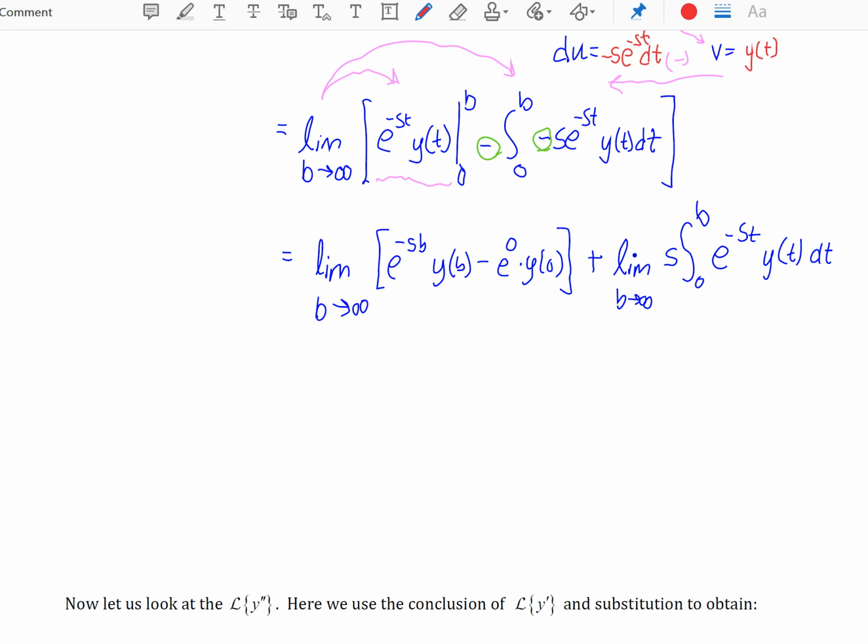Now, for our limit, notice as we take the limit as b goes to infinity, e to the negative sb goes to 0. And y of b is going to be some constant. So since this goes to 0, this entire term goes to 0. And of course, since e to the 0 is 1, our first limit produces just negative y of 0.